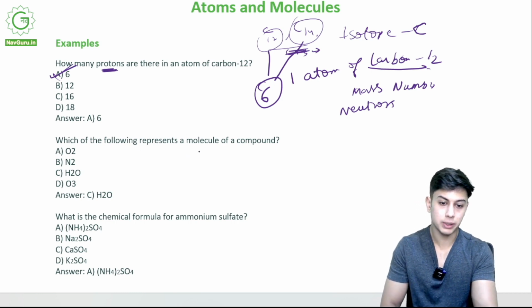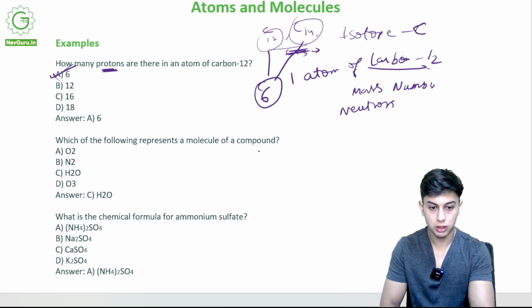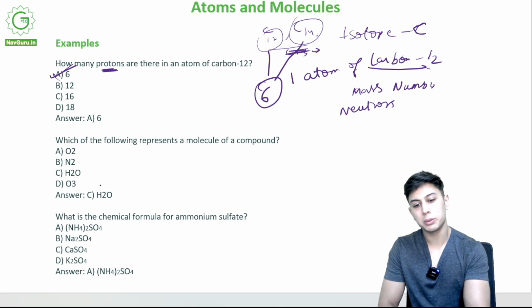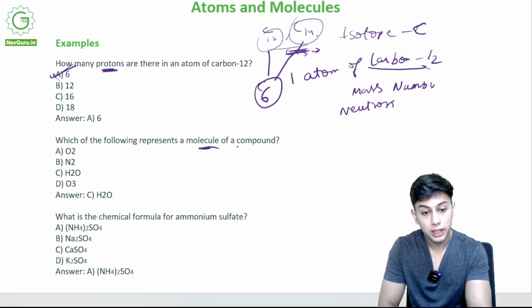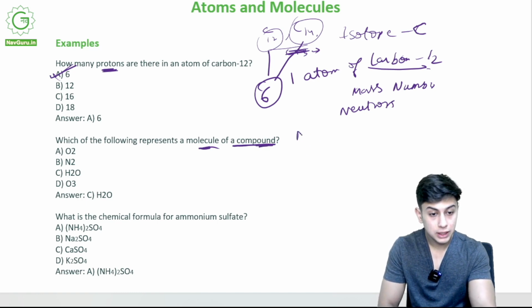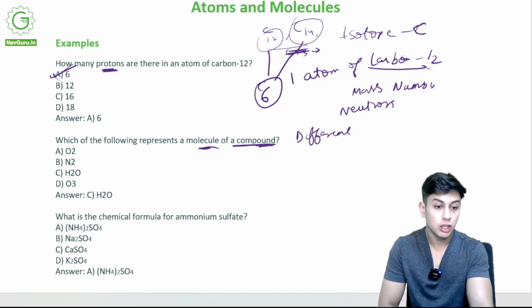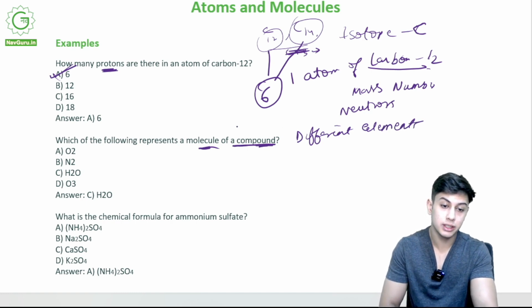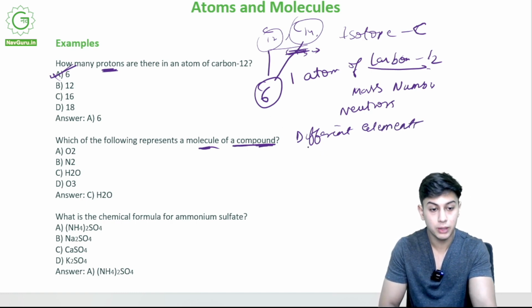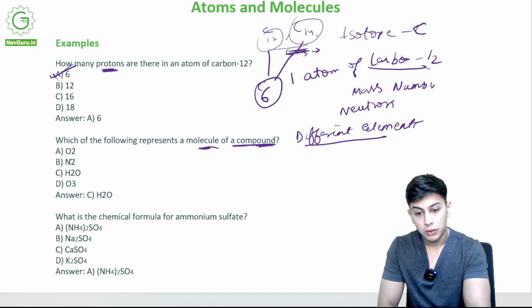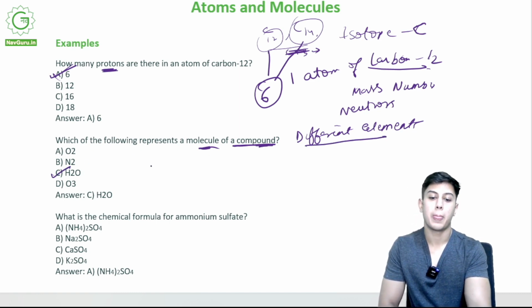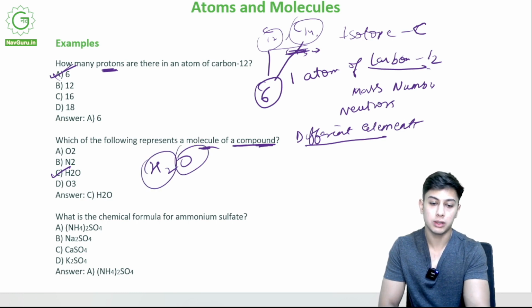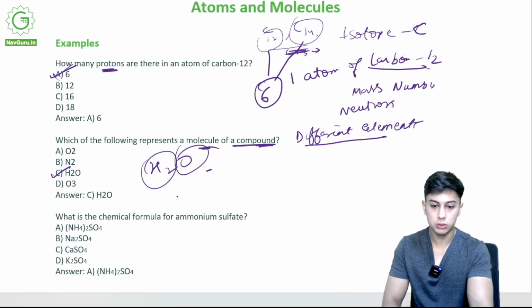Which of the following represents a molecule of a compound? Which of the following over here represents a molecule of a compound? Compound means different elements. If they would have said element, then the same element. They have mentioned compound, different elements. Where can you find different? H2O, hydrogen and oxygen. Okay, H2O.